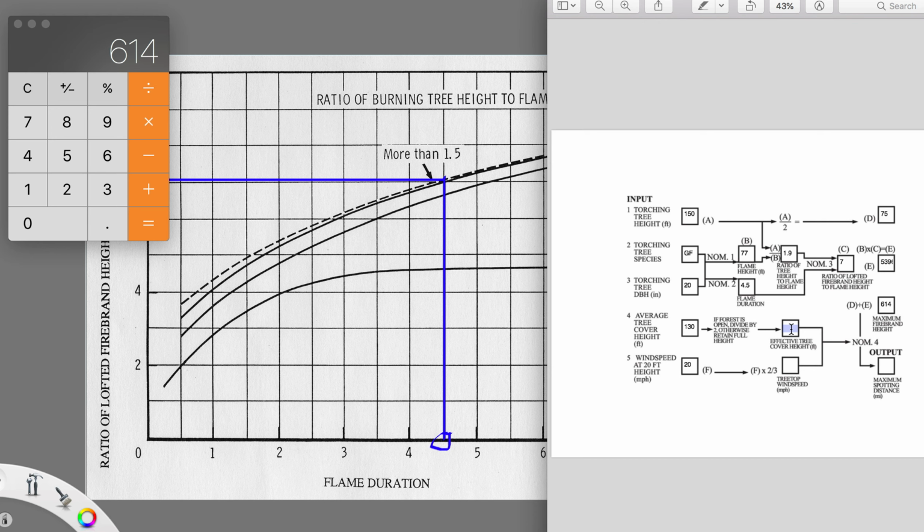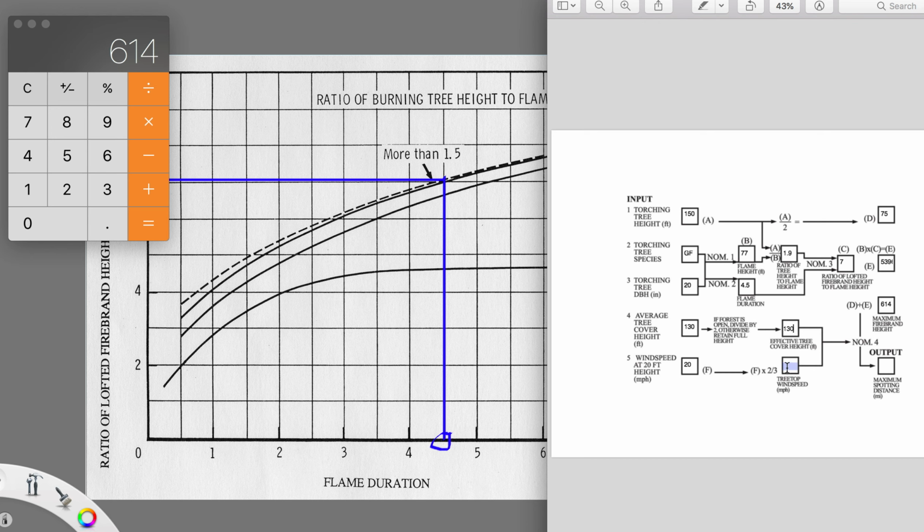So the effective tree height, if you're in a dense stand, you're just going to use the average tree height. Now, if it's an open stand, you're going to take half of that with the idea that it could fall into the open earlier. But we're going to say this is a dense stand, and it's going to be 130. We'll just punch that in there.